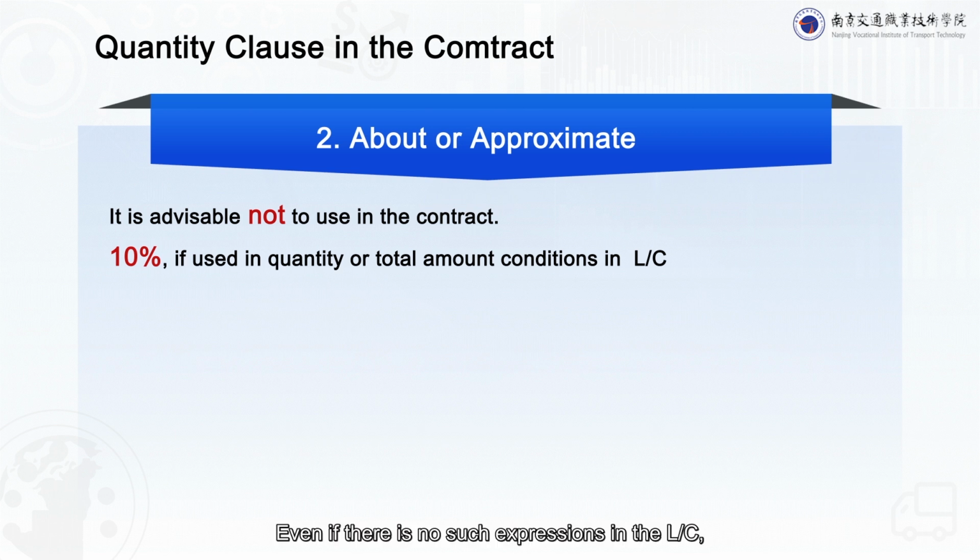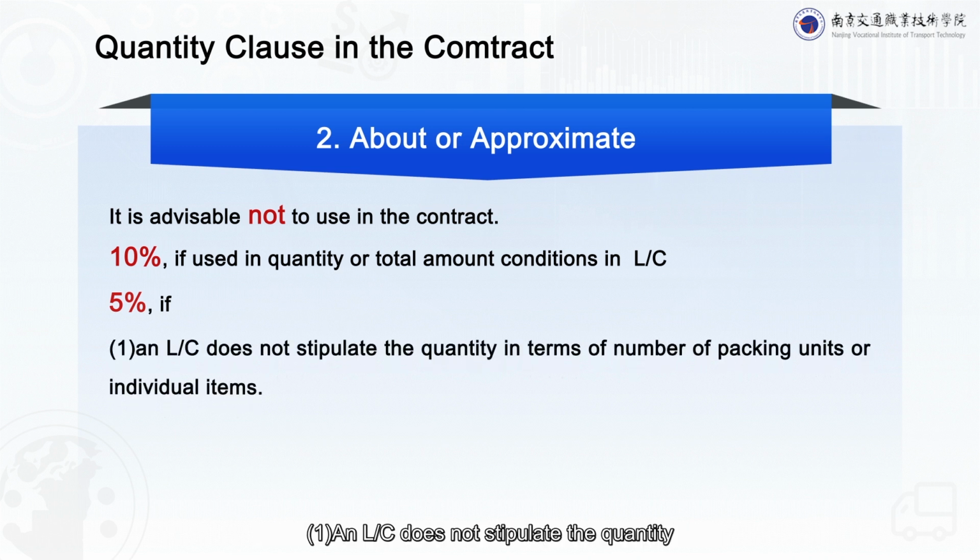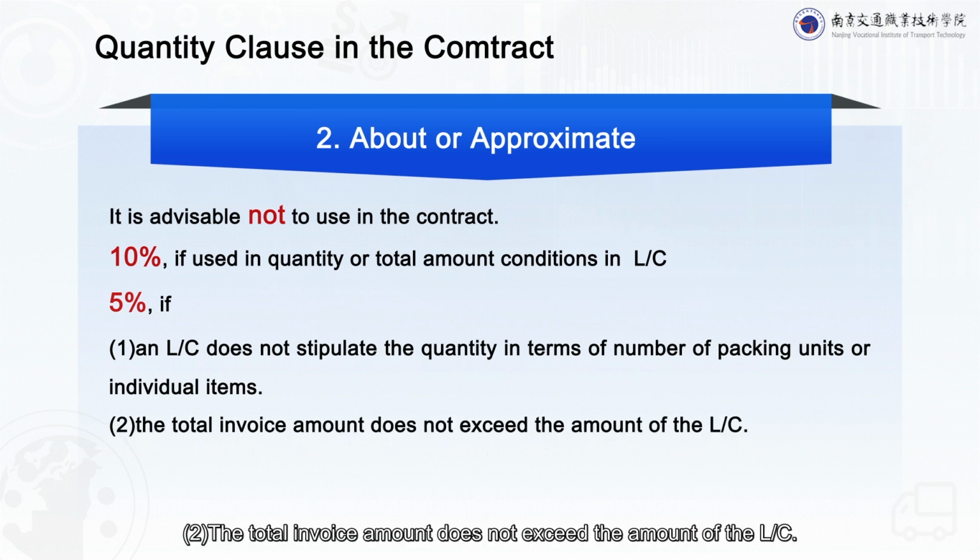Even if there is no such expression in the LC, a variation of 5% more or less is still permitted in the quantity stipulated by the LC, provided the following two conditions are satisfied. 1. The LC does not stipulate the quantity in terms of number of packing units or individual items. 2. The total invoice amount does not exceed the amount of the LC.